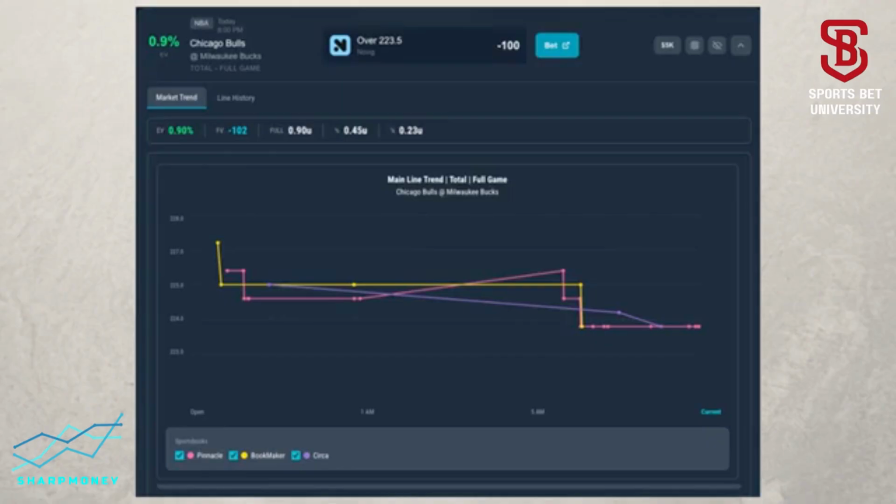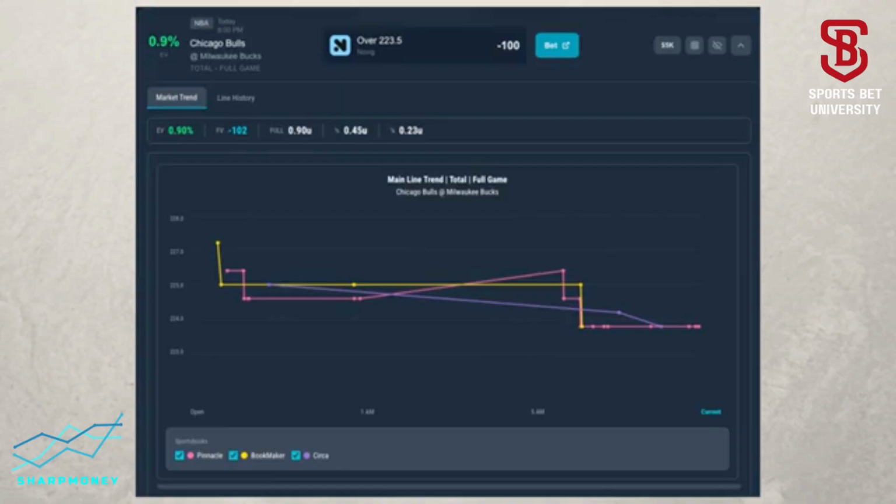So in this example, we bet the over. We would want to see the market moving towards the over, but the main market is moving towards the under. So this is another example of a bet we want to lay off. We can see that Bookmaker opened up at 227.5, and they're currently sitting at 223.5. So clear indication that the under is getting hit. So another indicator to lay off of this line.